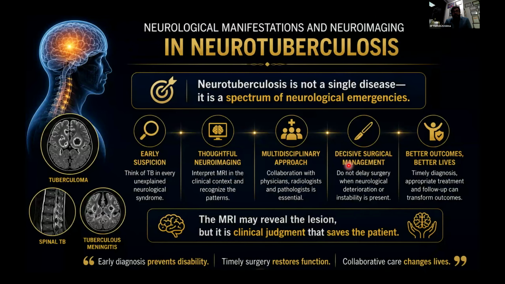Neurological manifestation and imaging in neurotuberculosis is not a single disease. It is a spectrum of neurological emergencies. So, early suspicion: think of TB in unexplained neurological syndrome. Neuroimaging: interpret MRI in clinical context and recognize the patterns. Always use a multidisciplinary approach, and surgical management will be essential in cases where the patient is progressing and having neurological deficits.